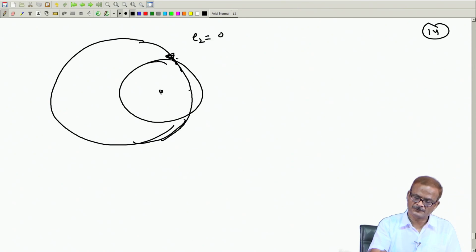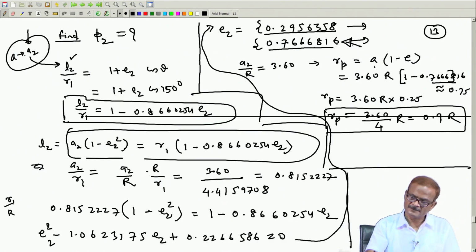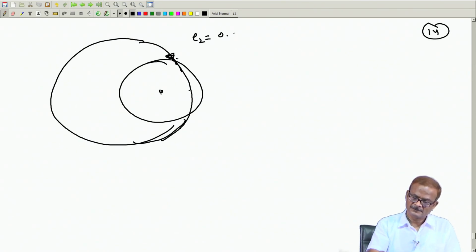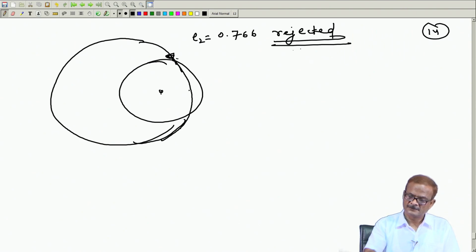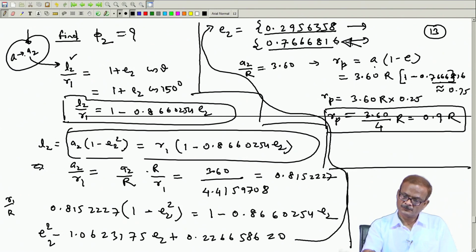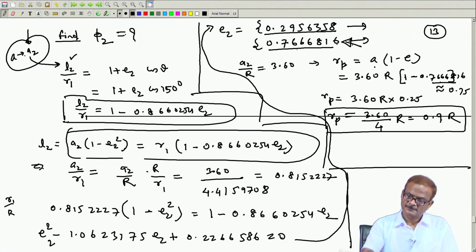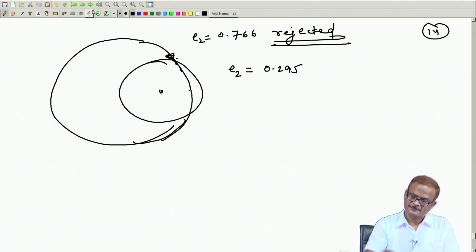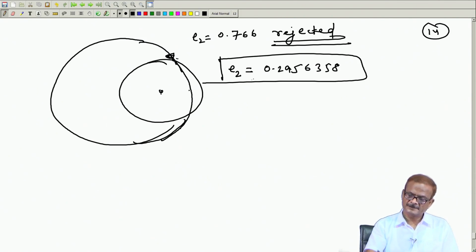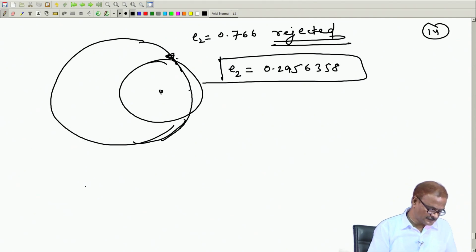Therefore, E 2 equal to 0.766, this one is rejected. We do not work with this. So, what is our option? E 2 equal to 0.2956358. This is the possibility and we will work with this. So, this is our E 2.